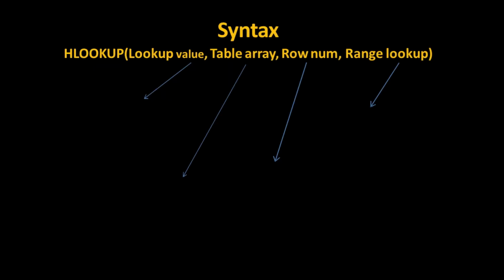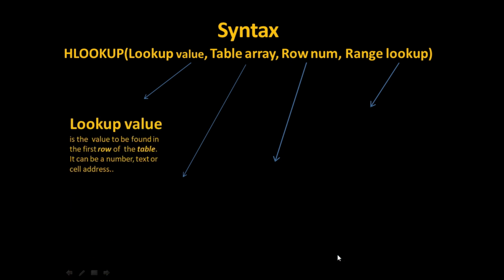So this is the syntax wherein you have Hlookup as the keyword, then you have a lookup value, a table array, row number, and range lookup. So let us see what that lookup value is. Lookup value is the value to be found in the first row of the table. It can be a number, a text, or a cell address. Then we have a table array, that's the whole table wherein we are searching.